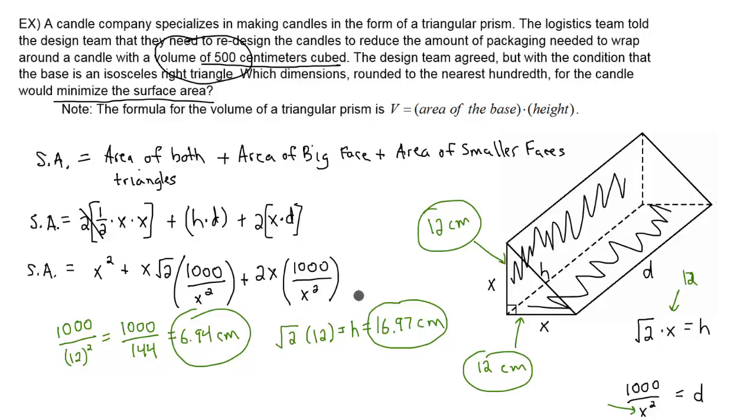All these dimensions will give us a candle that has a volume of 500 centimeters cubed, but it's also going to minimize the amount of surface area that is on this candle, so it's going to minimize the amount of packaging that we need the logistics department to wrap around this candle.